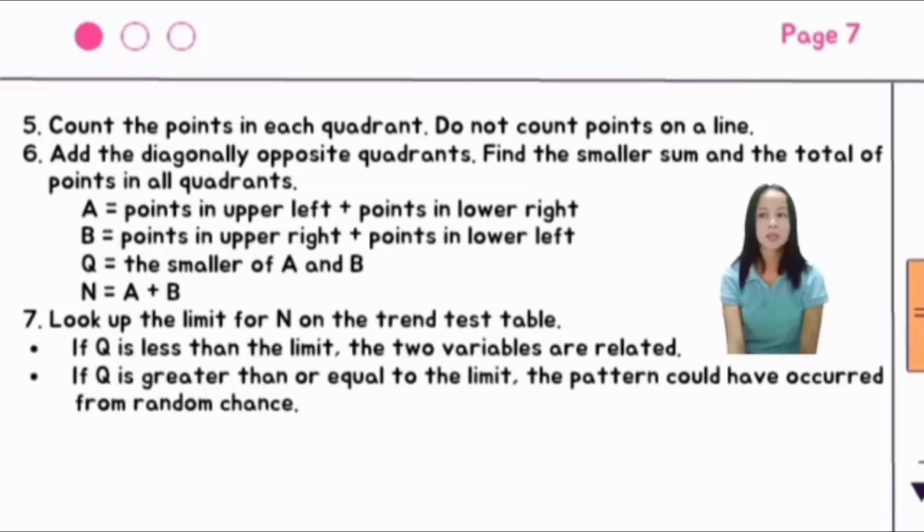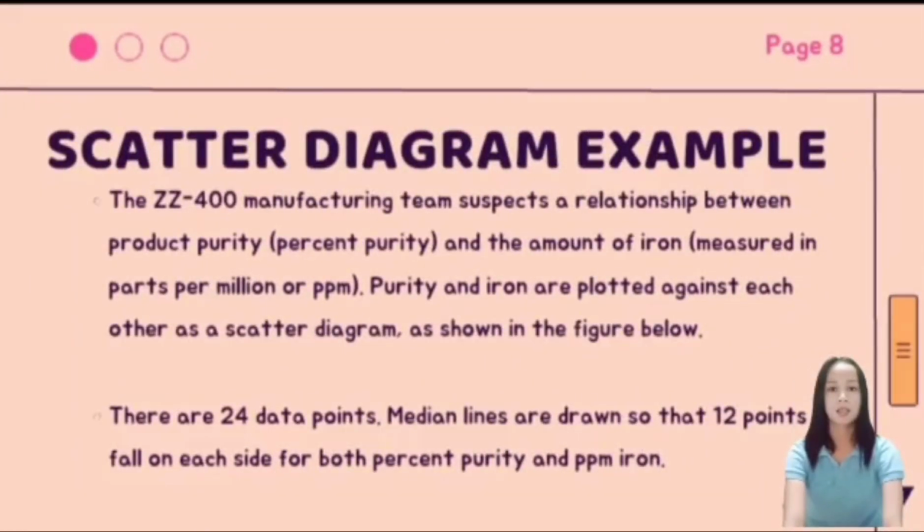If Q is less than the limit, the two variables are related. And if Q is greater than or equal to the limit, the pattern could have occurred from random chance. An example is given here.